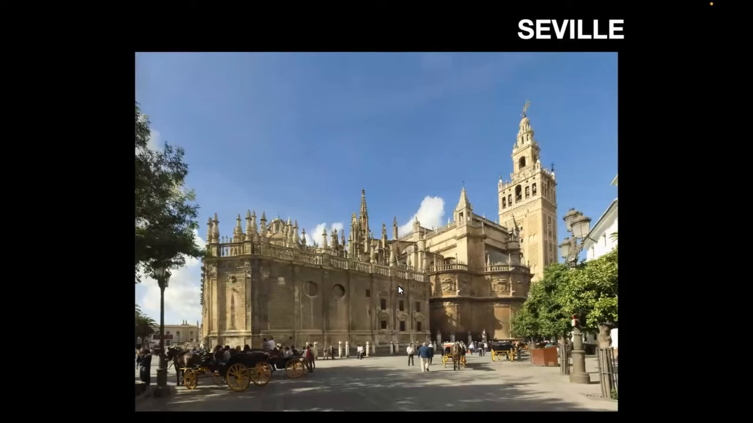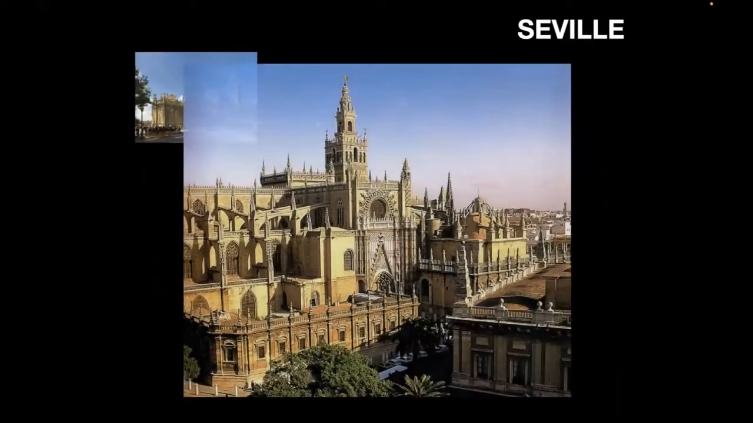So this is Seville Cathedral. This was built as a mosque in 1172. And then in 1248, the Christian Spanish armies took over the city and converted it into a Catholic cathedral. The construction continued on and off till 1511. And in the end, this is today the largest cathedral in the world.